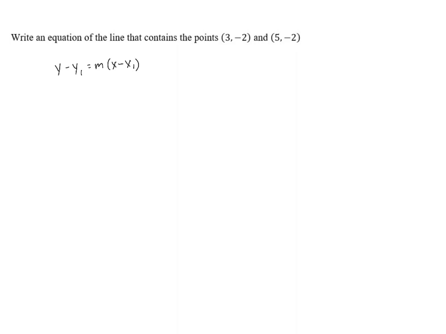We're actually given 2 points on the line, but we're not given the slope of the line, so the first thing we need to do is find the slope. Now, when we have 2 points on the line, we can easily find the slope by using the formula m equals y2 minus y1 over x2 minus x1. So let's plug in these numbers.